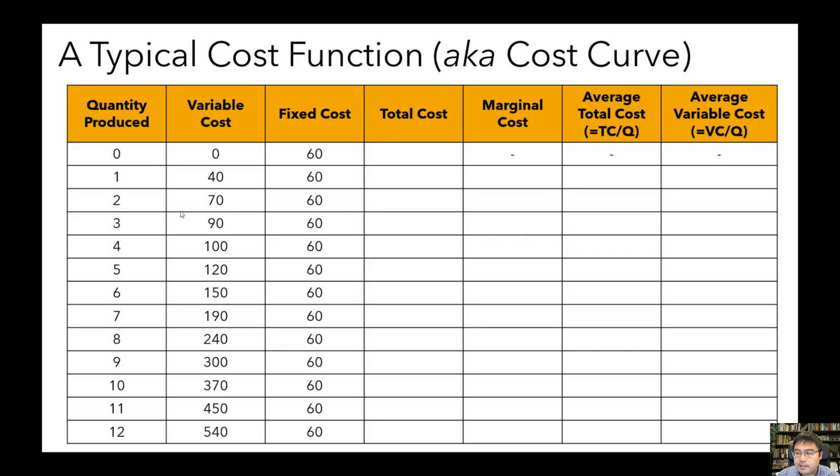Okay, now let's do an example where we show the cost function for a typical kind of firm. And here on the table, I am showing you the relationship between quantity produced and variable cost and fixed cost for a firm. So let's fill in the table. But instead of filling it in by hand, let's actually do it on an Excel spreadsheet because it'll be faster and more interesting.